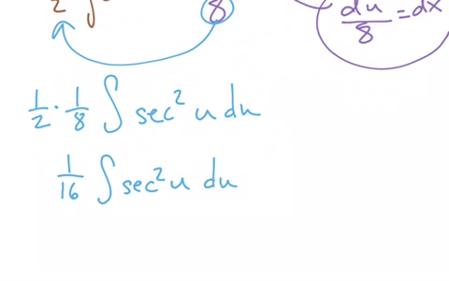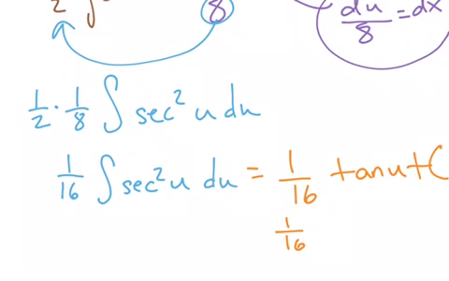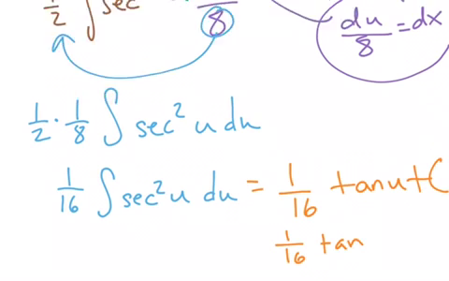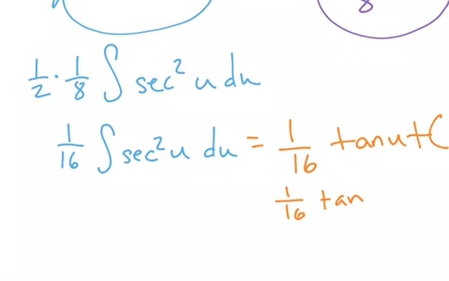Well, like we said before, the integral of secant squared u is just tangent, so this is 1 over 16 tan u plus c, and u is simply 8x, so 1 over 16 tan 8x plus c.